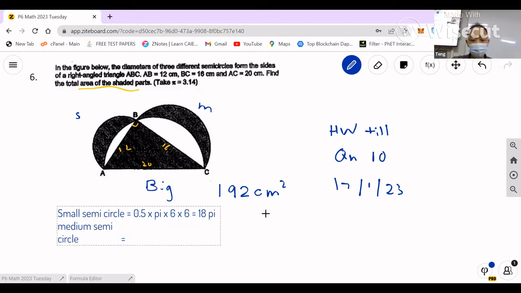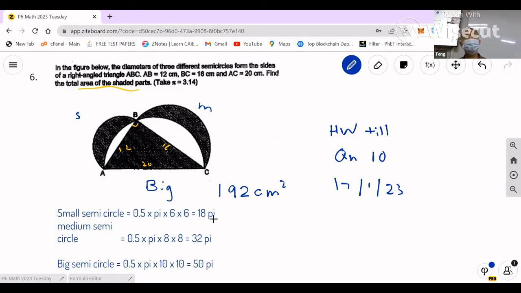What about the medium semicircle? The medium one is 0.5 times pi, 8 times 8. So that will be 32. So 32 pi. That's the medium semicircle. Then the big one equals 50 pi. You understand what I'm saying? When I just write pi like that, I just don't want to multiply the 3.14. I just leave it as pi. So in your working, you just put 18 pi. Then the final answer we multiply with pi, because I don't want to see so many decimals.